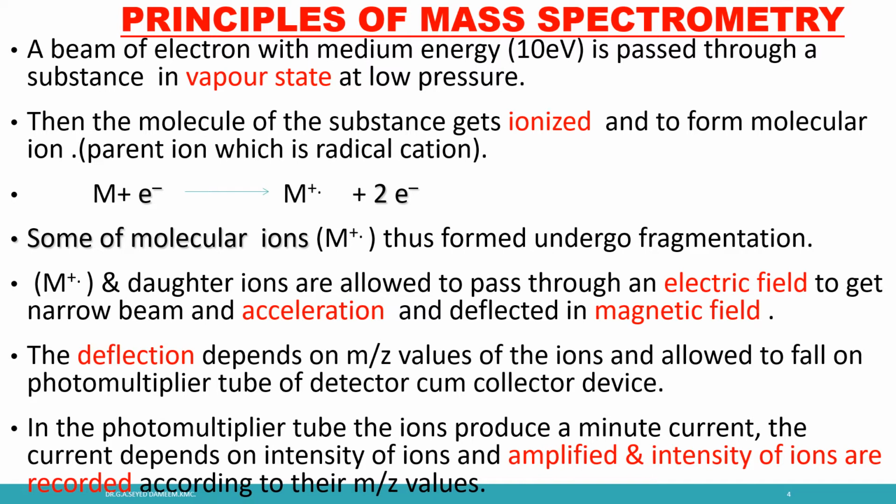m is the mass, z is the charge of the ion. That is, all the ions have unipositive charge. So the charge is plus 1, so m by z is simply the mass of the ion.